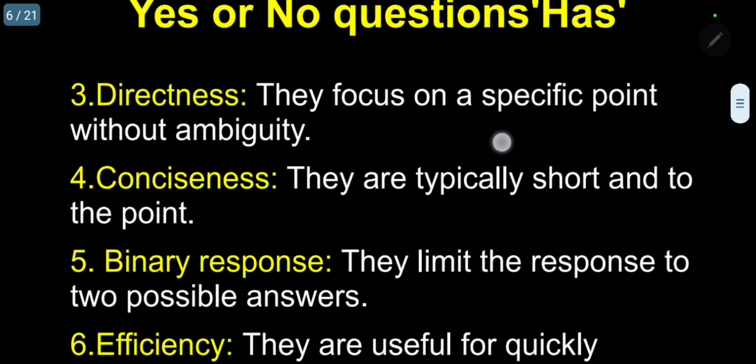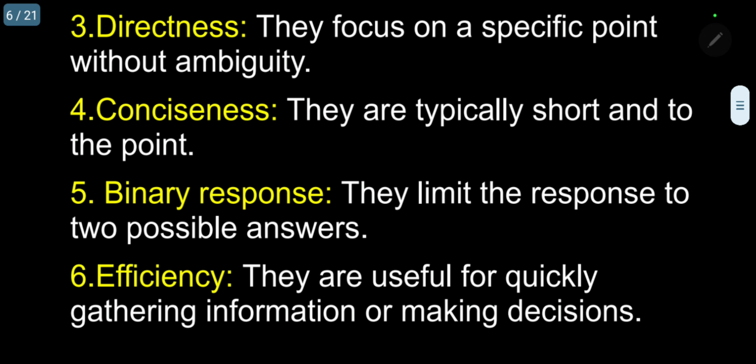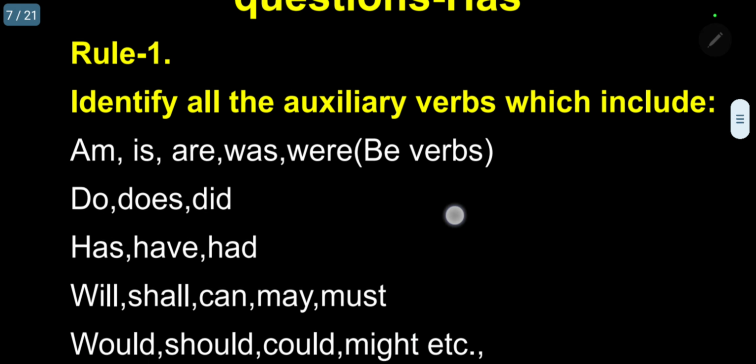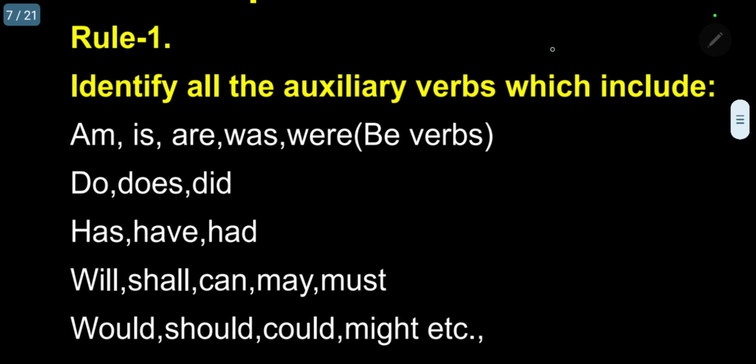And lastly, number 6, efficiency. They are useful for quickly gathering information or making decisions. These are the characteristics of yes or no questions. Before entering into these yes or no questions, you must know some rules to understand. If you understand these rules, then it is easy for you to raise questions.